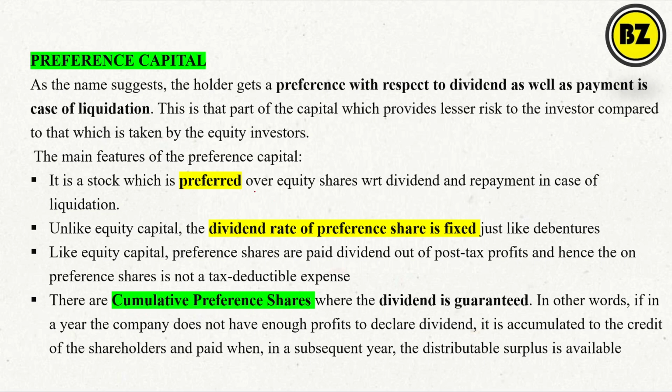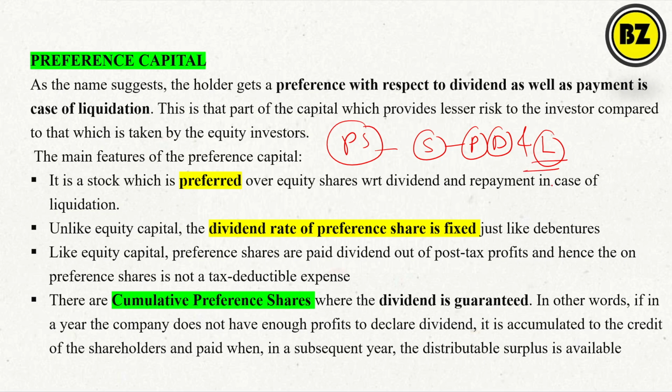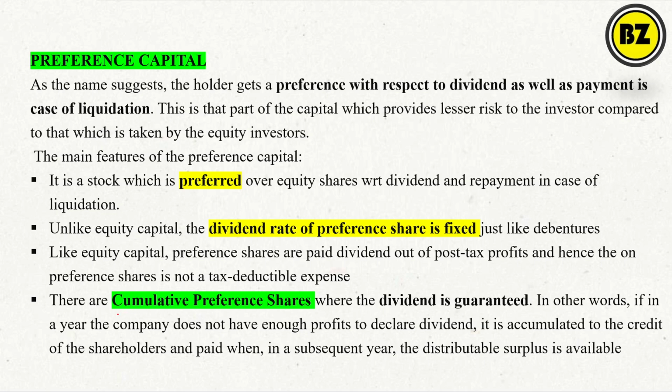Now there are cumulative preference shares. So the basic thing: what is a preference share? Preference share means the shareholder who gets preference while paying the dividend and in the distribution of proceeds in the case of liquidation of the company. Now what do you mean by cumulative preference share? Again it is very simple. It is a preference share, but it is cumulative.